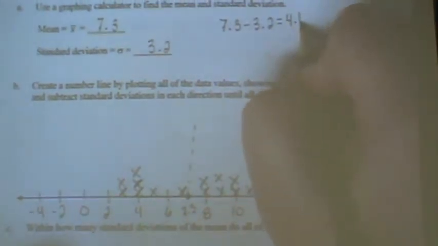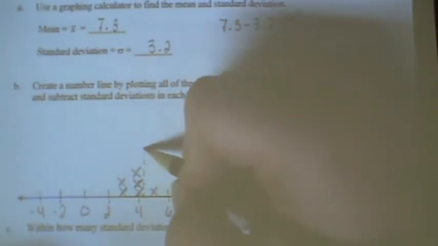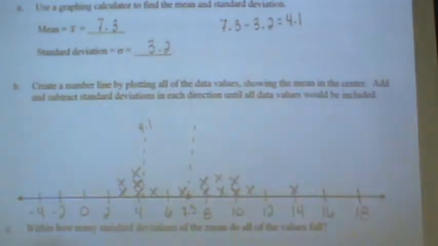So when we subtract that, we get 4.1. So we'll plot that. That's just a little bit past our 4 here, so we'll put a dotted line there and label it up here as 4.1 so we know where we're at.